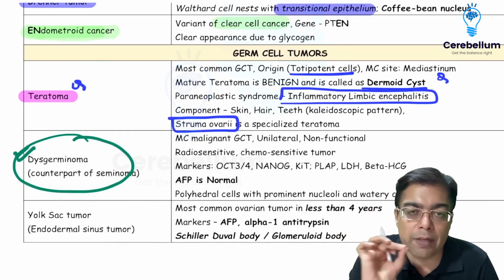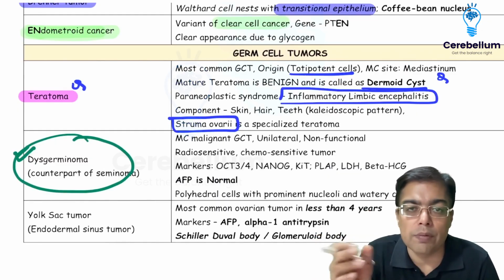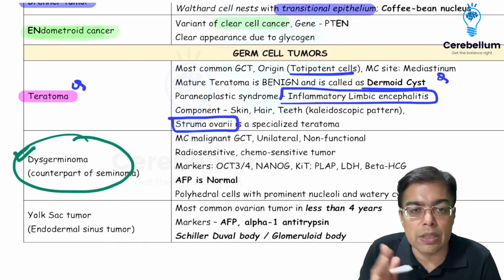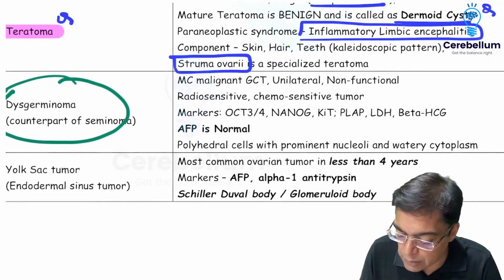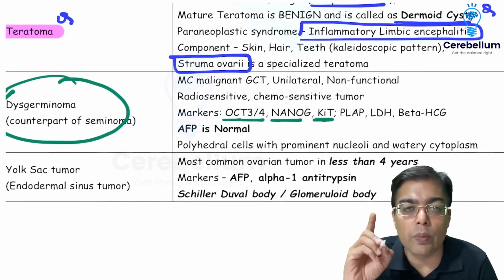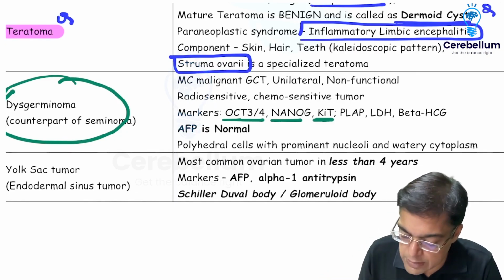So this particular tumor, if I ask you, is it benign or malignant? Of course, it is malignant in nature. It is a tumor which is likely to be present only on one side. It's just like seminoma, highly chemosensitive and radiosensitive, and the markers will be just like those of a seminoma. So it also has the presence of OCT3/4, NANOG and KIT, similar to the question which was asked in the exam with respect to the markers that we have for seminoma.